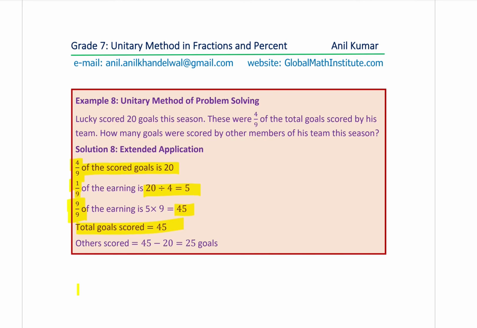You understand? Now since 20 was scored by Lucky, 45 minus 20, which is 25 goals, were scored by other members of the team. Is that clear to you? So read the question properly to understand what it is and then solve.